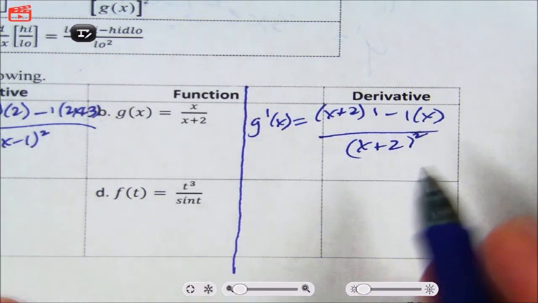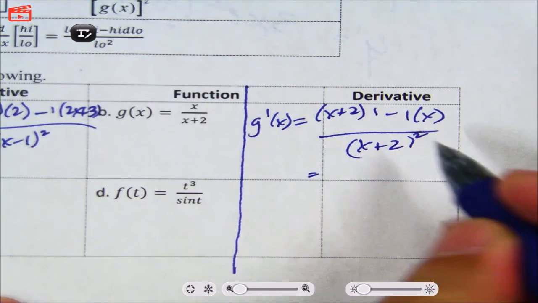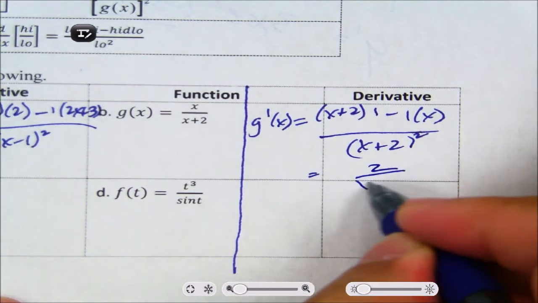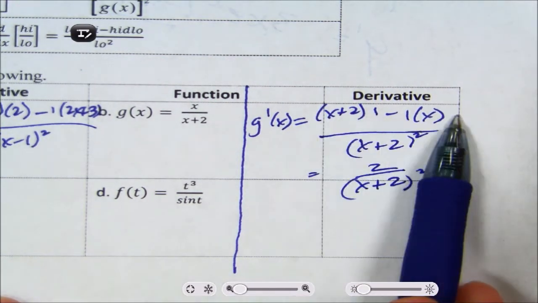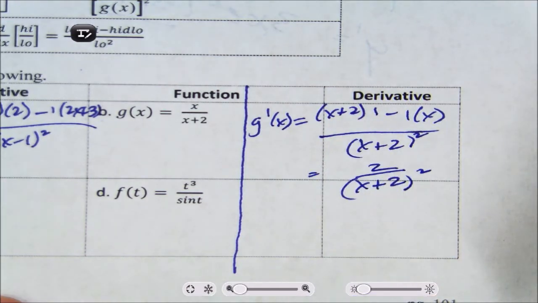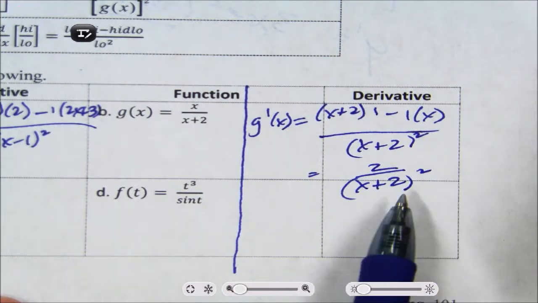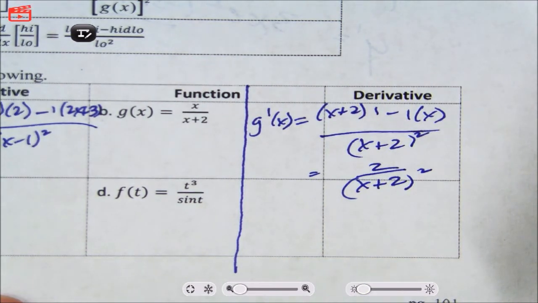Okay, but if you simplify this, you just get 2 over x plus 2 squared. Right? The x minus x cancel, you just have 2 left over. You can simplify the denominator? I see. Okay, that would be expanding the denominator, not simplifying. Okay, I understand, the x is cancelled.